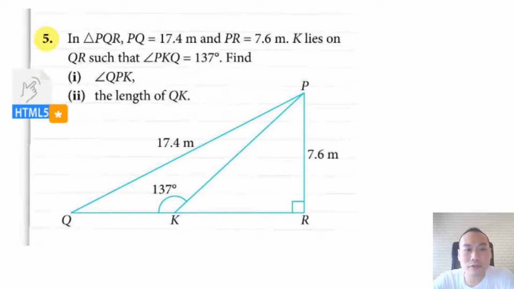Question 5. Here's another one, a similar type of question to the earlier question. We are supposed to find QPK. QPK is this angle. To find this angle, we can find the angle PQR, then find the angle KPR, and then find the difference. That's one way we can do this. Alternatively, there's another method in upper secondary where we use something called the sine rule to find these types of questions. Once again, if you're interested, you can look for me. If not, you will learn it in Sec 3 in upper Sec.